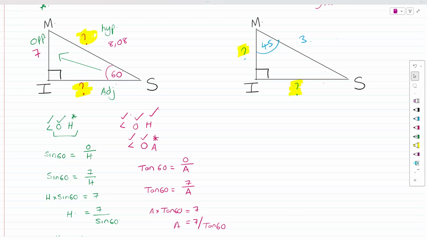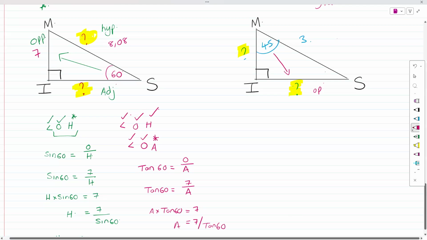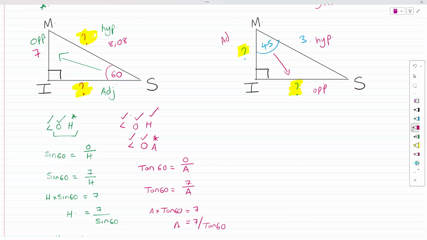But Karuna, when we label this triangle, where does it go? IS is opposite, MS is hypotenuse, and MI is adjacent. Yes, correct. Okay, what do we have and how do we calculate? We have a hypotenuse and we have the angle. What do you want to calculate? Adjacent. Okay, and what uses A and H?